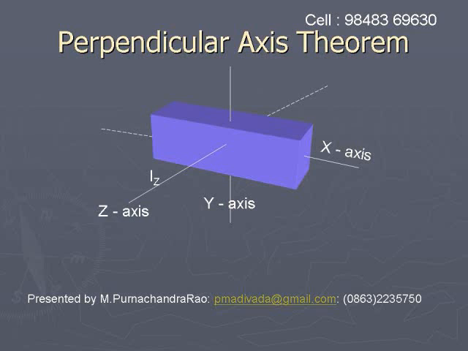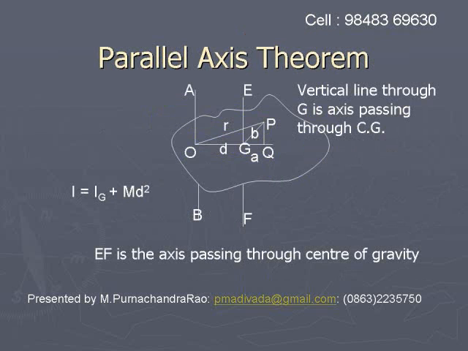Like this, we have to imagine the moments of inertia of the parallelepiped. So, the relation between the moments of inertia is given by Iz is equal to Ix plus Iy. Ix, Iy will be in the same plane. These two axes will be in the same plane, and Iz is perpendicular to the plane containing Ix and Iy.